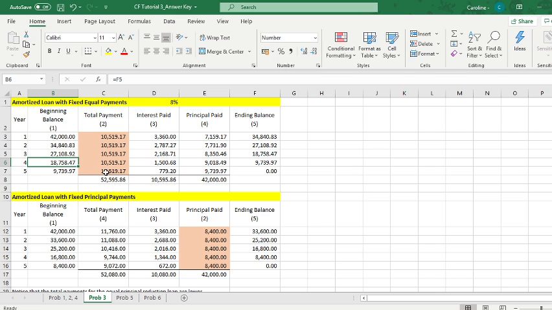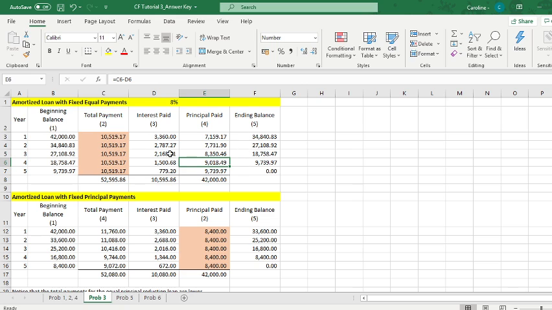The total payment is still the same. For the interest paid, just like the previous year, 8% multiplied by this balance, and you find the interest paid as much as this. As for the principal paid, you just need to subtract the total payments with the interest paid, and you find the principal that you have to pay is this much.